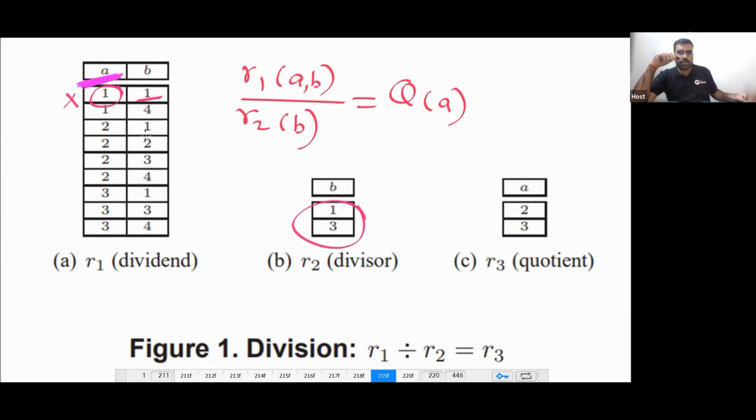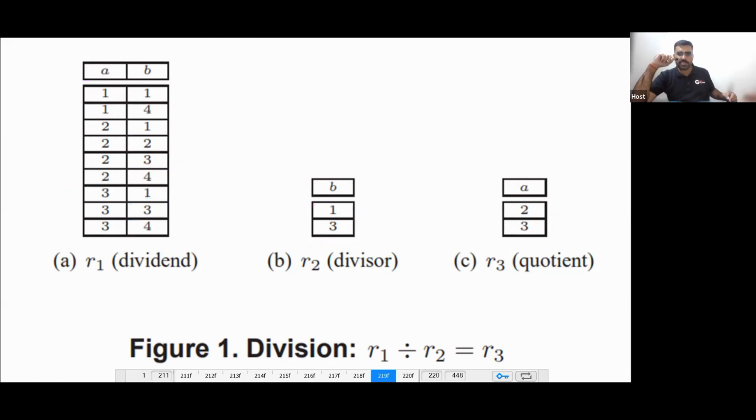What about two? Two is paired with one. Two is paired with three. Two comma one is there, two comma three is there. So this two will be in the output. What about the next? This 3 comma 1 is there, this 3 comma 3 is there. So this 3 will be in the output. So the answer will be 2 comma 3. This method is time saving. Agree or not? This method is really time saving.